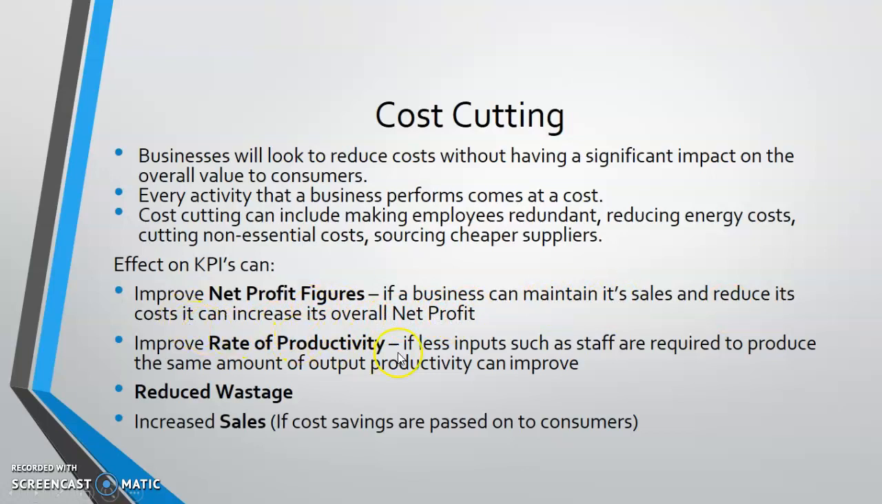Rate of productivity, again, if less inputs such as staff are required to produce the same amount of output, productivity can improve again with the help of technology. Cost cutting: reduced wastage, increased sales if cost savings are passed on to consumers. Okay, these are some of the effects on KPIs for cost cutting.